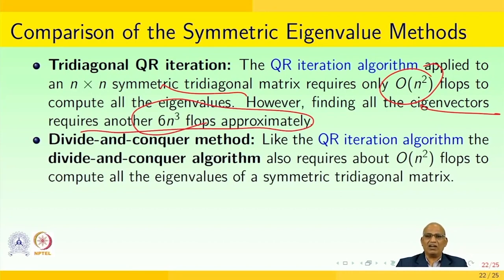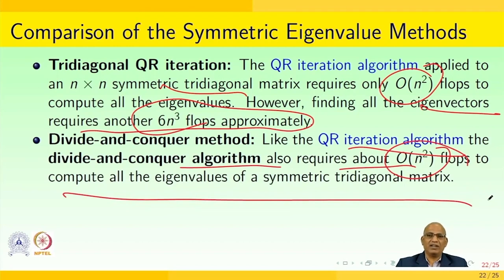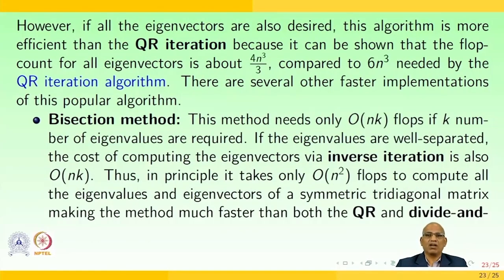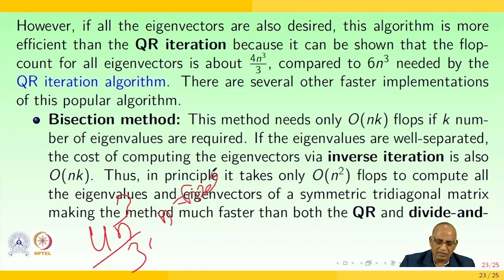If you look at the divide and conquer method, like the QR iteration algorithm, the divide and conquer algorithm also requires the order of n square flops to compute all the eigenvalues of a symmetric tridiagonal matrix. However, if all the eigenvectors are also desired, this algorithm is more efficient than QR iteration, because it can be shown that the flop count is about 4n cube by 3, where n is the size of the matrix, as compared to 6n cube needed by the QR iteration algorithm. So there are several other faster implementations of this popular algorithm.